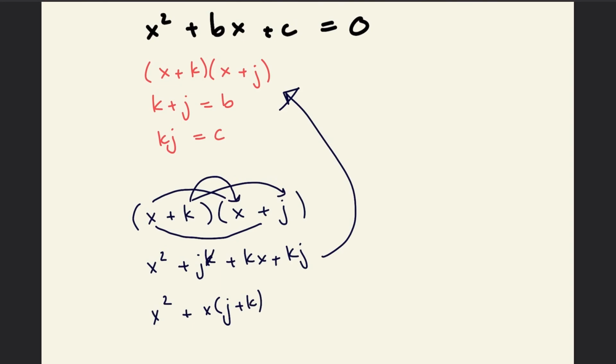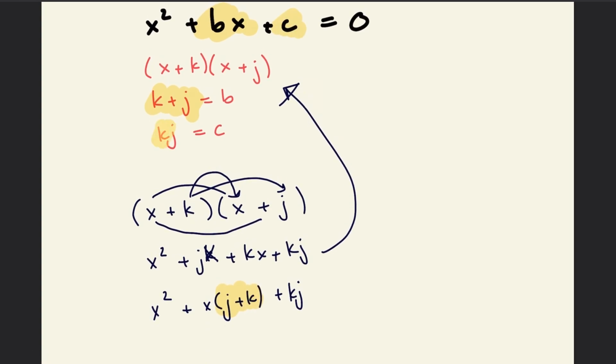This is an x, by the way, sorry, that does not look like an x, plus kj. And this is exactly the rules here. We say that b must equal k plus j. That's exactly what we have over here. We have that c must equal kj, and that's exactly what we have over here. So I hope that makes sense.